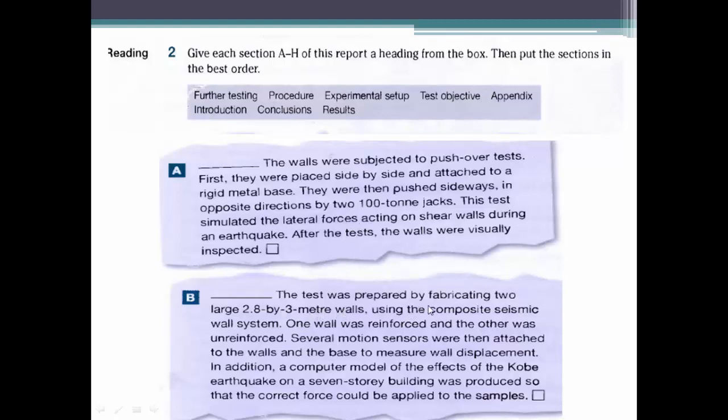It's like second, B passage. The test was prepared by fabricating two large 2.8 by 3 meter walls using this composite seismic wall system. One wall was reinforced and the other was unreinforced. Several motion sensors were then attached to the wall and the base to measure wall displacement. In addition, a computer model of the effect of the Kobe earthquake on a 7-story building was produced so that the correct force could be applied to the samples. The same, in this book we need to put.